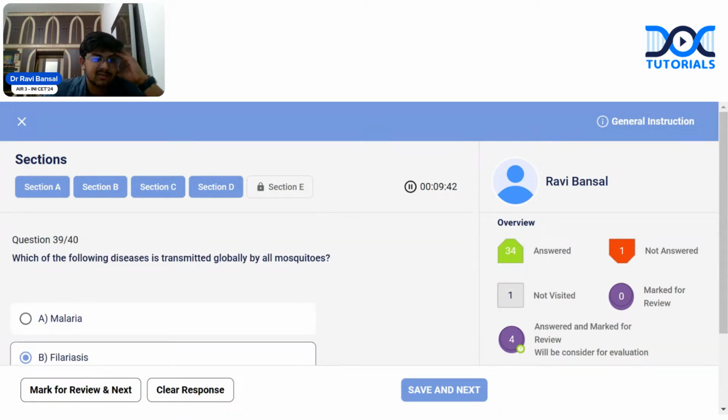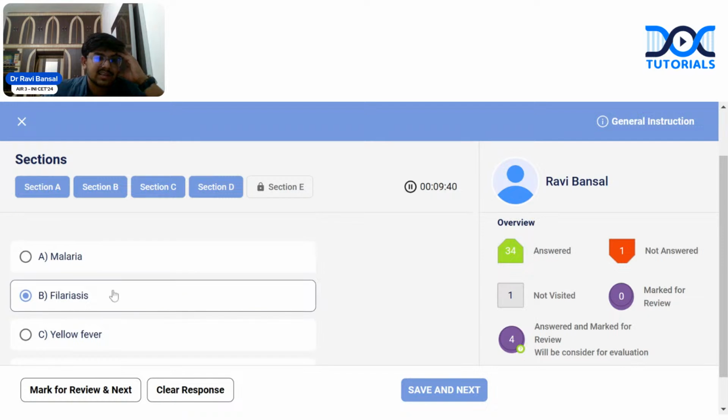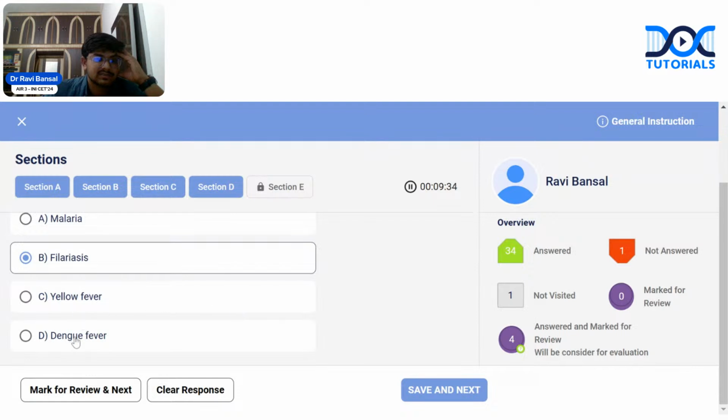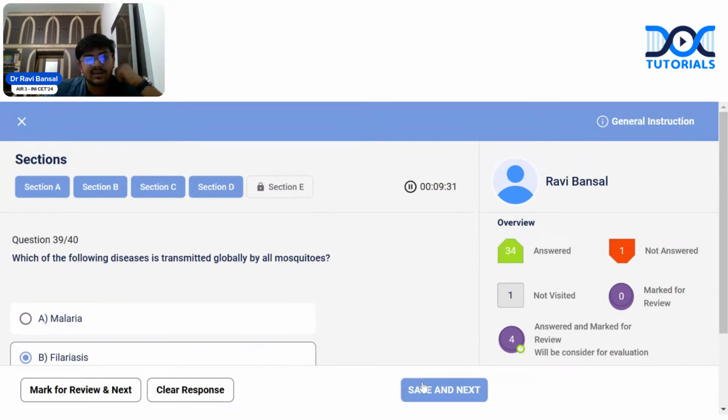So I think they want to ask the same thing. The thing I am thinking about is that in that table, filaria was there for all four of the mosquitoes, filaria was in every one of them. So filaria, I think, is the right answer. Obviously, they have written globally, so outside India. So this is matching.